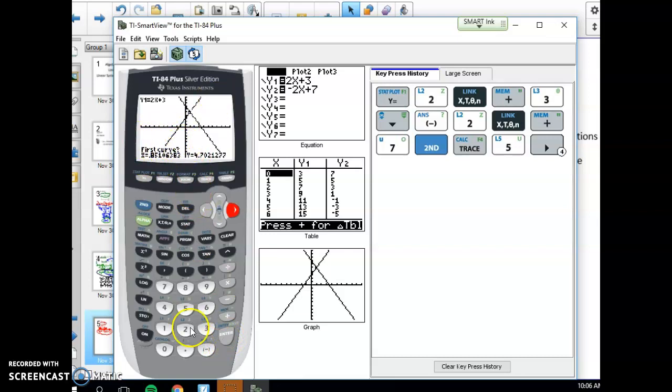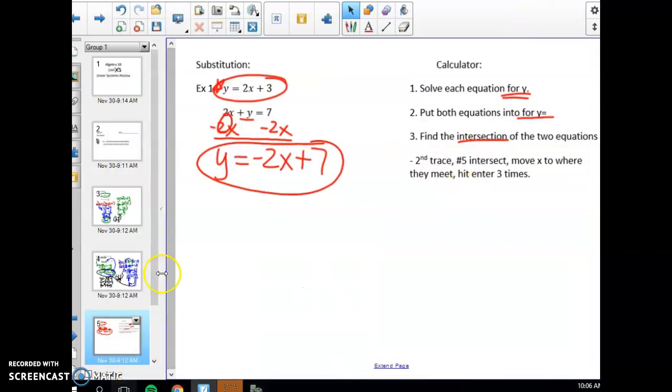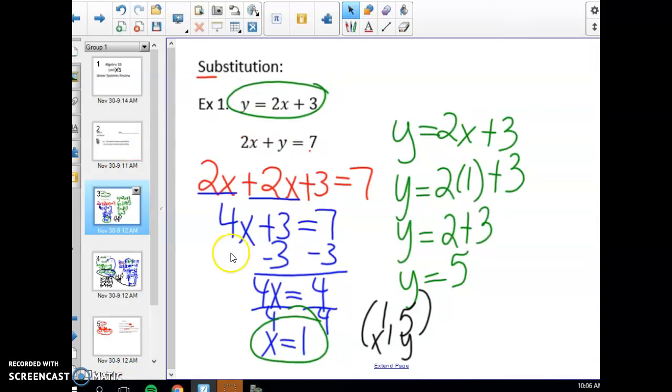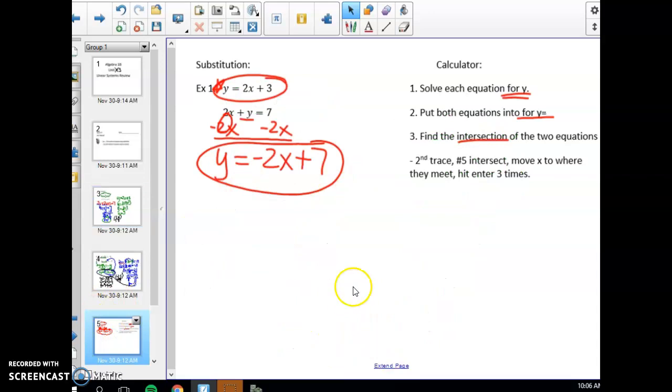So the first curve, the first line, it's guessing that. Then it guesses the second curve, and then it guesses the final answer. So there it is, an intersection of (1, 5), which again is the same answer that we've already got. We got the answer right here by using the substitution method, or we got it by using the calculator.